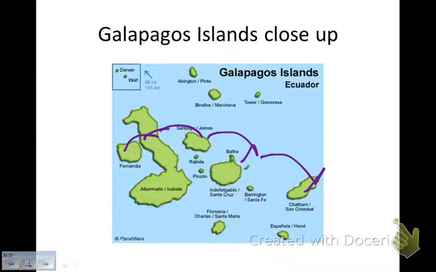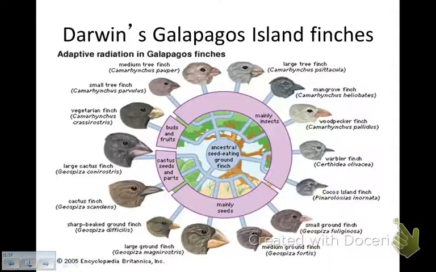So this was part of the Galapagos Island study when Darwin studied them. He said they change as we move out. Okay, and then, here's just a picture of Darwin's finches and how they are all different. Different beaks allow them to eat different things.